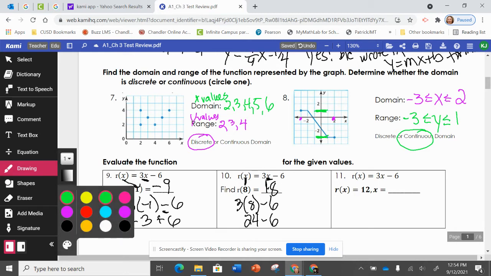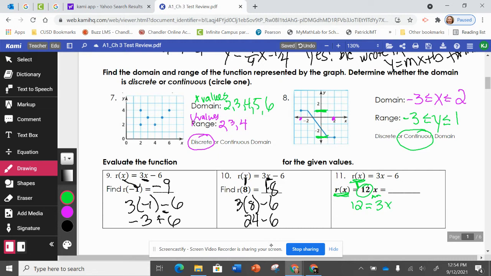Number 11 is telling us that this whole part, r of x, is 12. Find what x is. So we're changing r of x to 12. Solve for x. I'm going to add 6 to its like term. That's 18. 3x, and that adds to 0. The opposite of multiplying by 3 is dividing by 3. So I divide both sides by 3. 18 divided by 3 means that x is equal to 6.